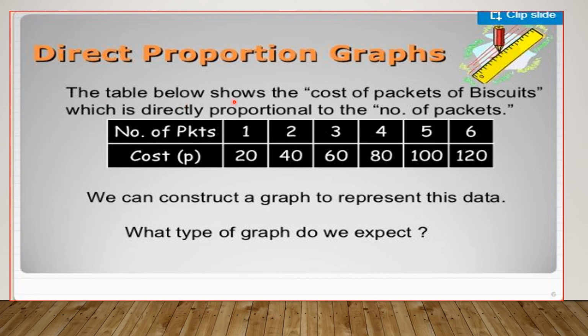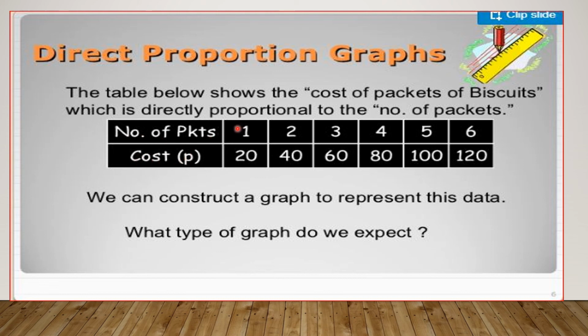The table shows the cost of packets of biscuits, which is directly proportional to the number of packets. It means that two quantities are given to us. First is the cost of packets and the other is the number of packets, and the relation between them is direct. Looking towards the table, number of packets, the second row shows cost.